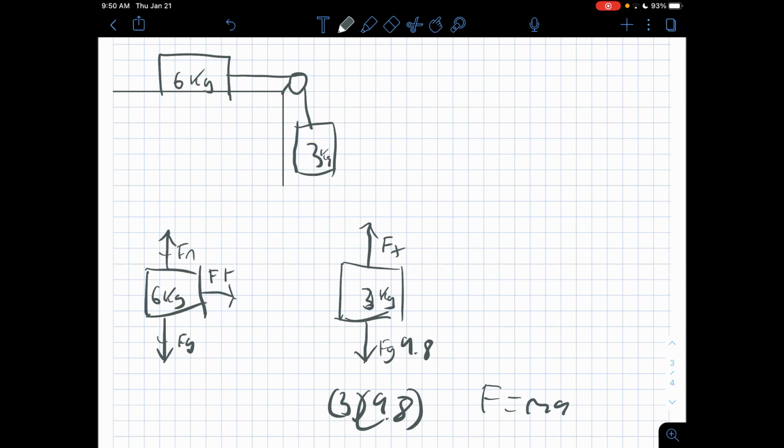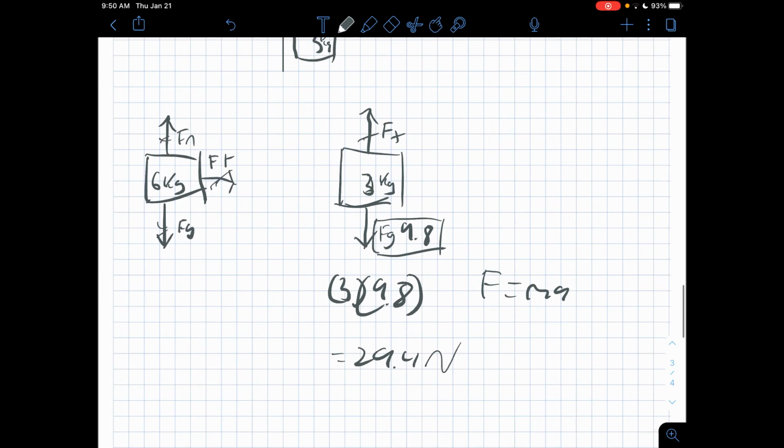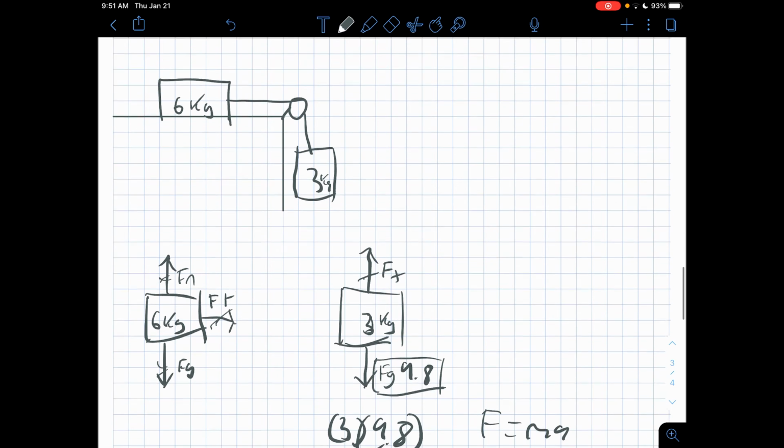That's pretty much the only force acting on this whole object, if we treat it as one. Because as you know, both these Ft's are the same, and they're going in opposite directions, so they cancel each other out. You're only left with this over here that's moving this entire system. And that's 29.4, the force that is moving this entire system.